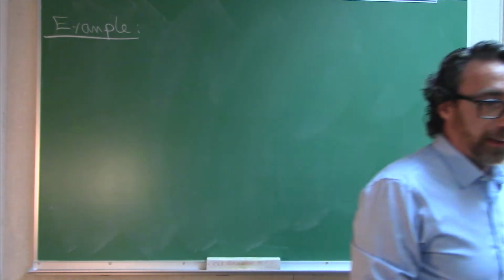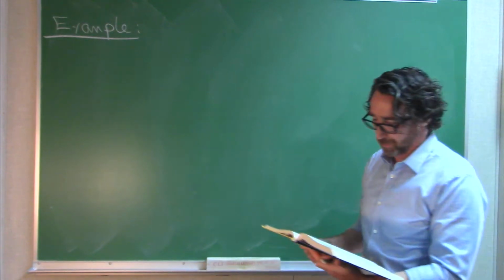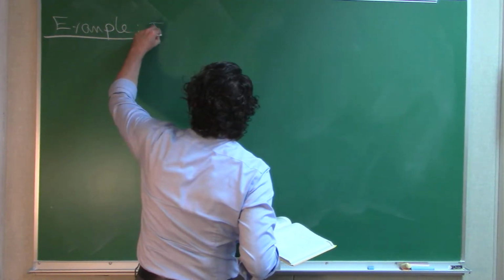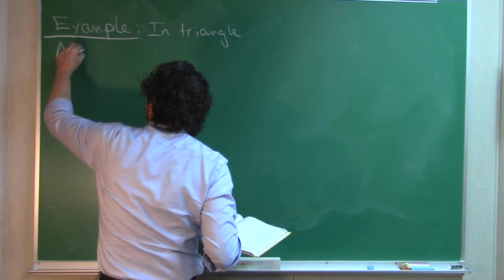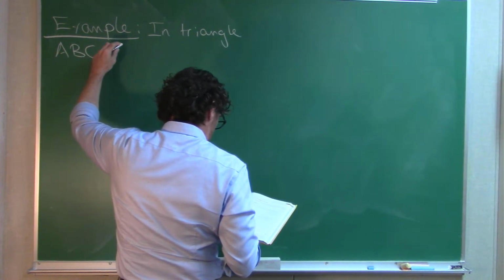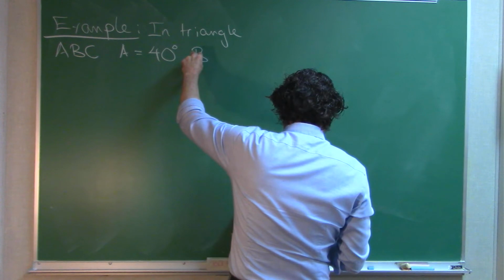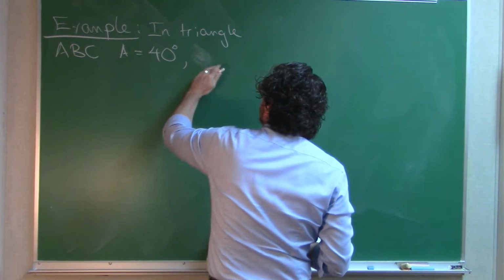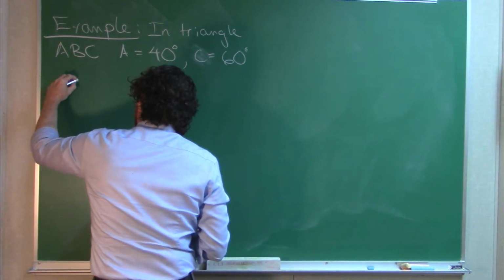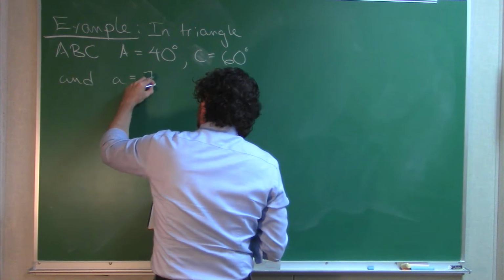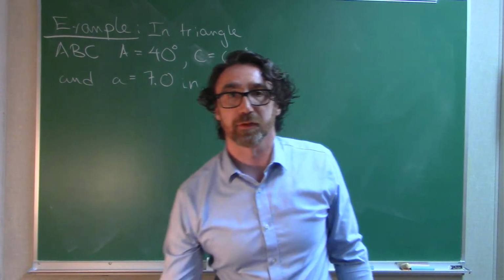Let me pull one out of our textbook here for us to work on. Triangle ABC, angle A equals 40 degrees. Angle C has a measure of 60 degrees. And a equals 7 inches. Find the length of side b.